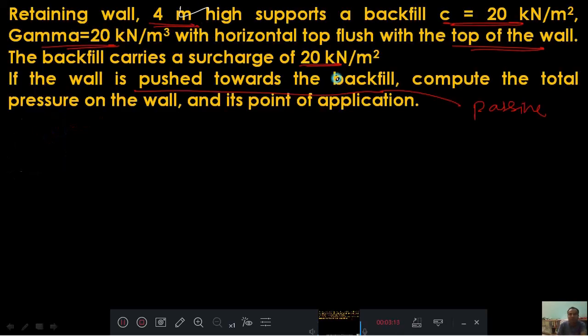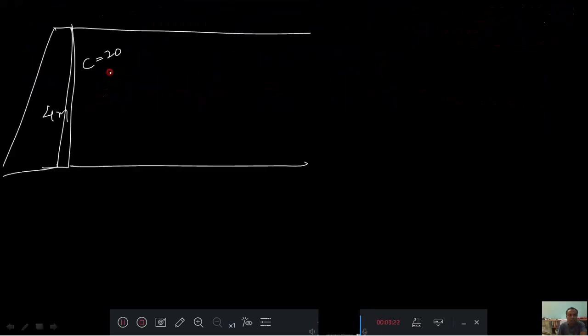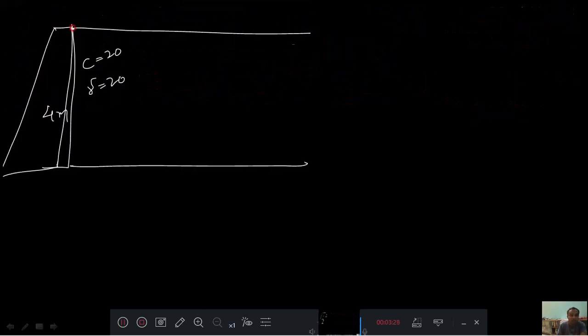Okay, now look at this. The wall height is how much? 4 meter. The wall height is 4 meter, right? Yes, this is 4 meter, and C equal to 20. Gamma, meaning density, is also 20. Then surcharge is given as 20. Surcharge is also 20.